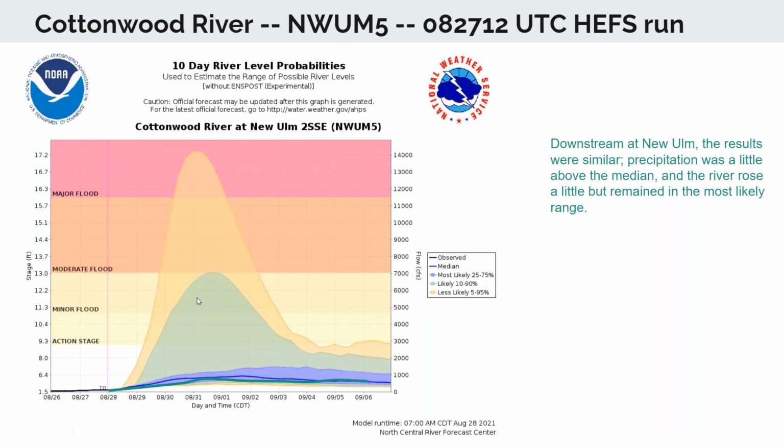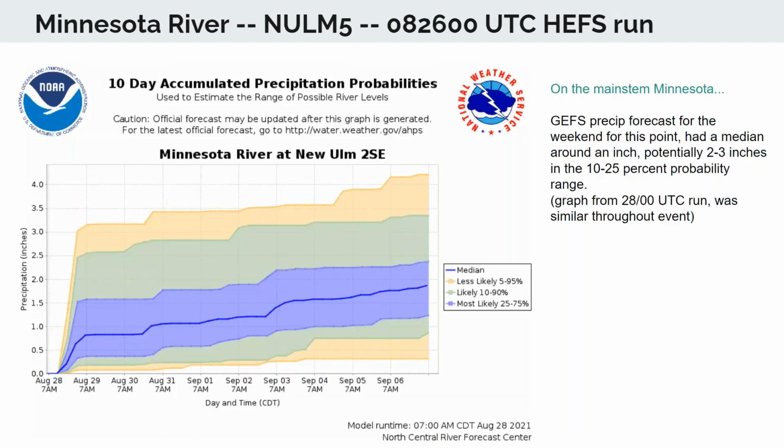There was some potential, if we had gotten extremely heavy rain through the whole basin, that we could have seen something getting up into flood stage. But I think the extremely dry antecedent conditions that we had led a lot to where we just stayed pretty close to the median throughout the whole event.